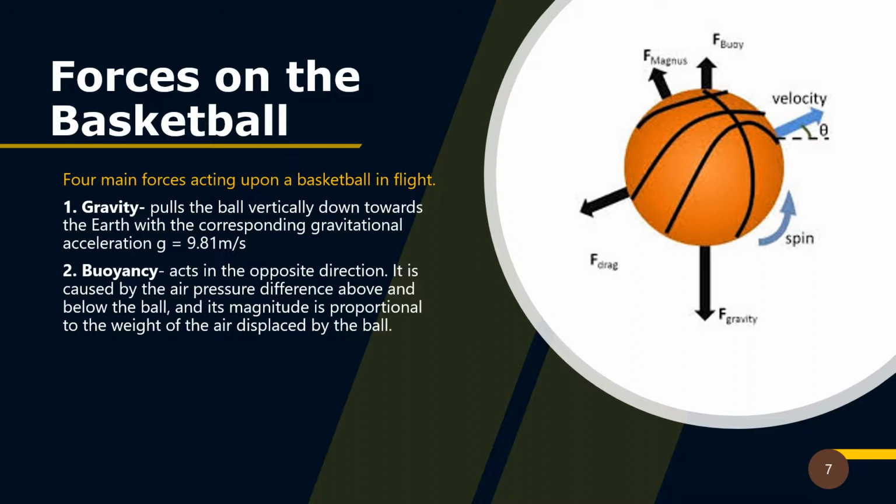Buoyancy is the second most important force on the basketball, and it acts upward on the basketball, so the opposite direction of gravity, and is caused by air pressure differences around the ball, and then the weight of the ball also factors into that.